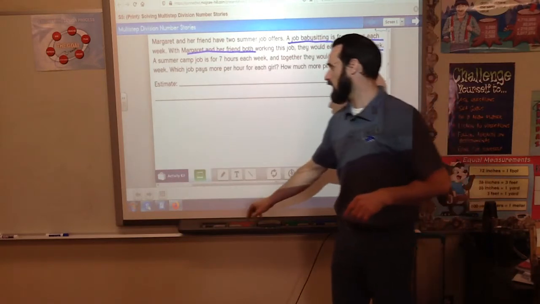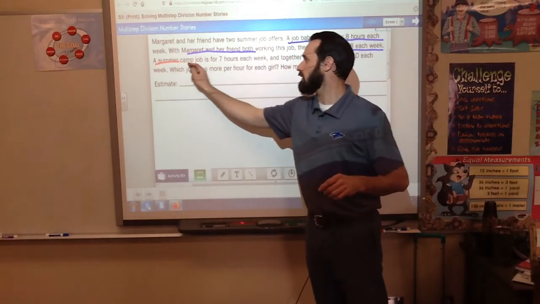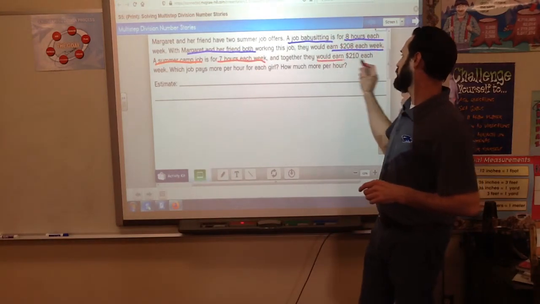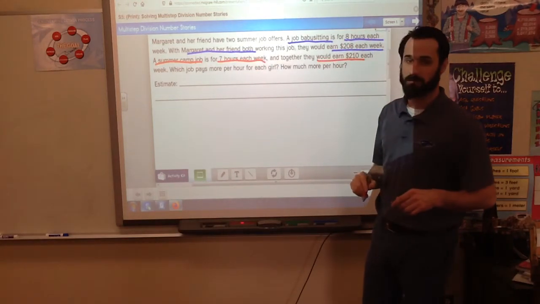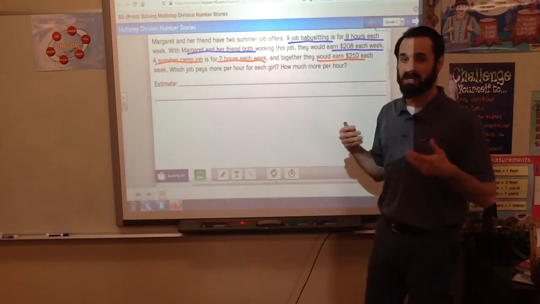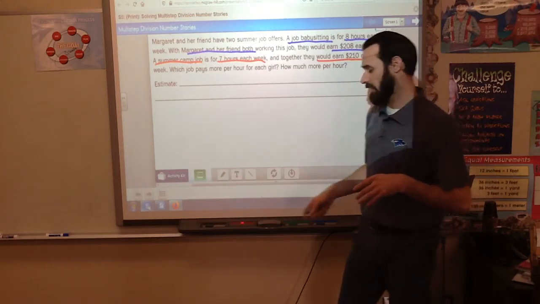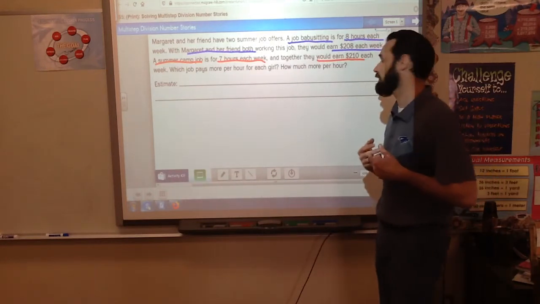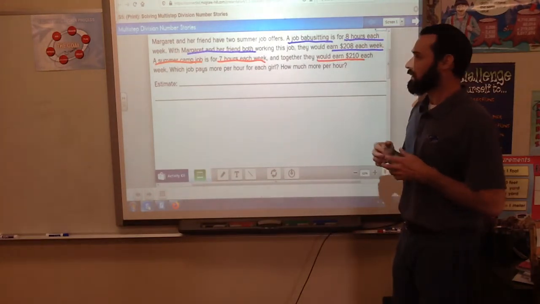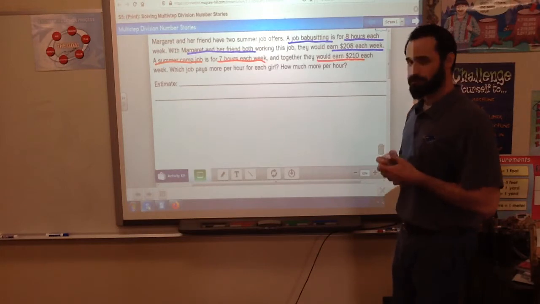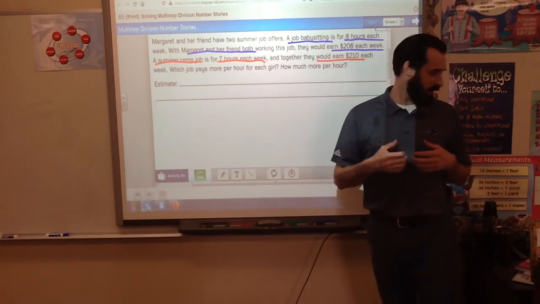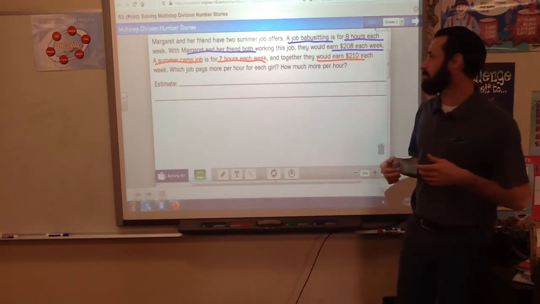A summer camp job, I'm going to do this one in red, is 7 hours each week, and they would earn $210 each week. Now they have to share that money because they're working together. They don't each get $210 or $208. So for the estimate on this, we want to make our estimate as easy as we possibly can.